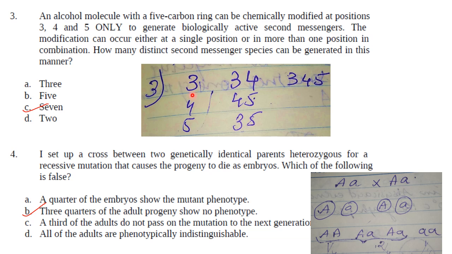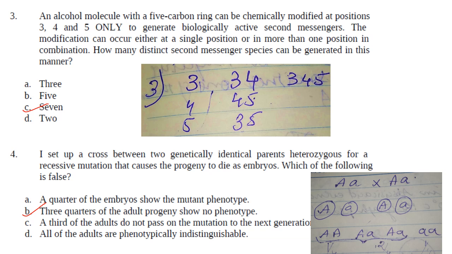So it can be modified at position 3, or at 3 and 4, or at 3, 4 and 5, or at position 4, or 4 and 5, or at position 5, or 3 and 5. So totally there will be 7. The answer will be option C.